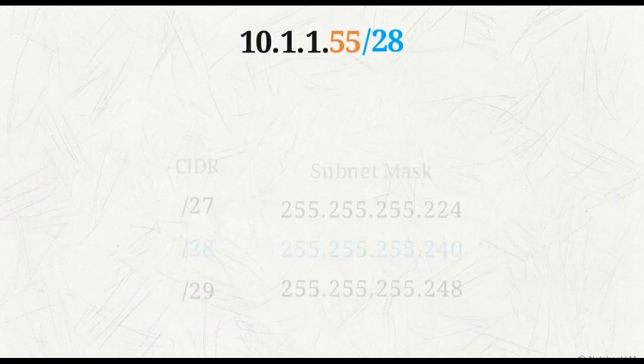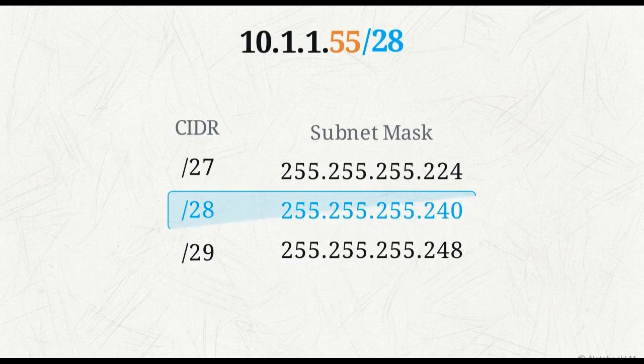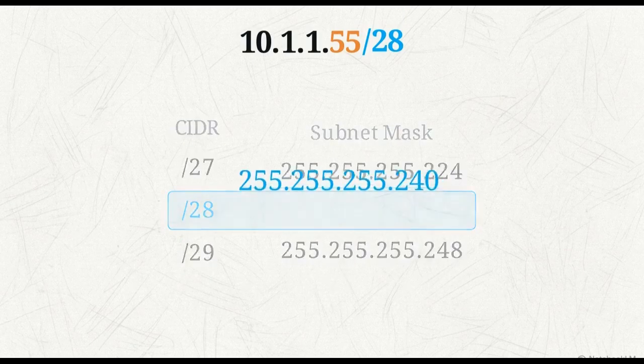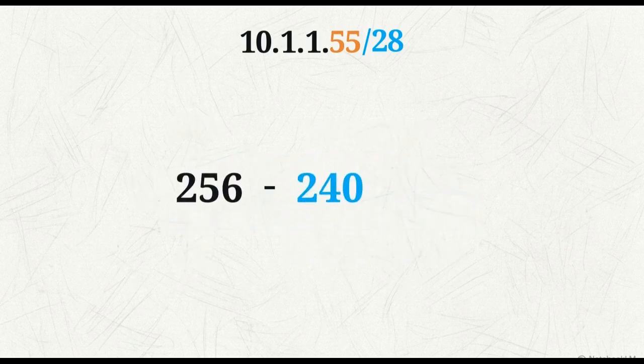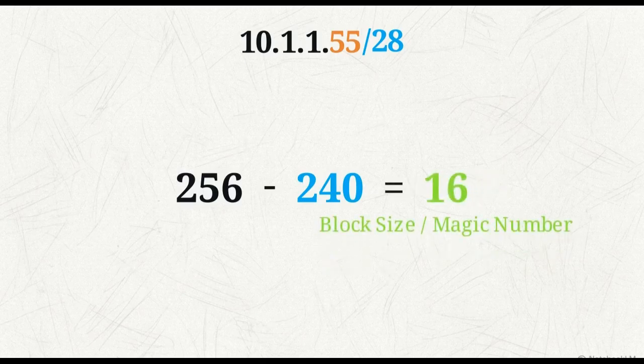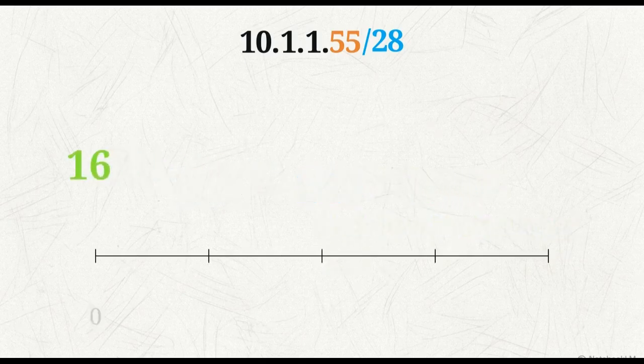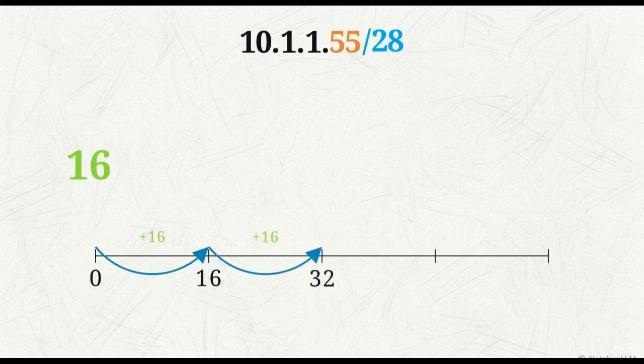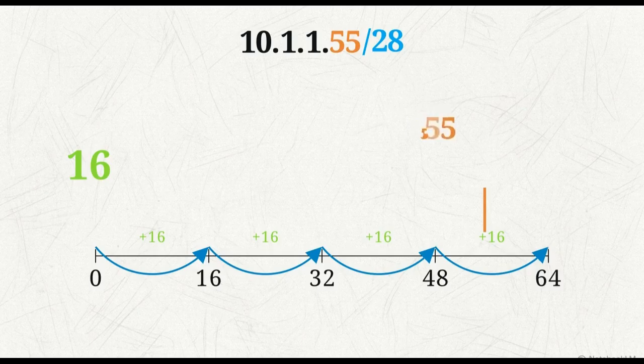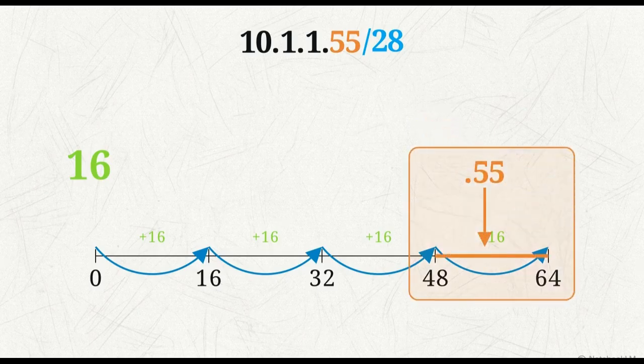First, convert the /28 to decimal. It maps directly to 255.255.255.240. Subtracting 240 from 256 gives a block size of 16. Count up from 0 by 16. 0, 16, 32, 48, 64. Our target, .55, falls exactly between 48 and 64.